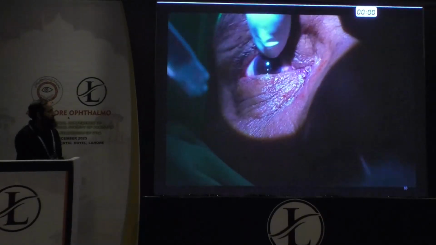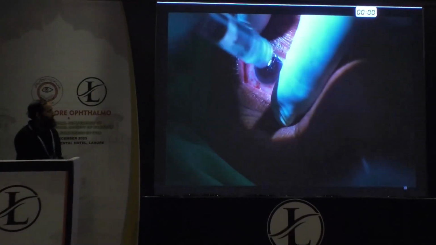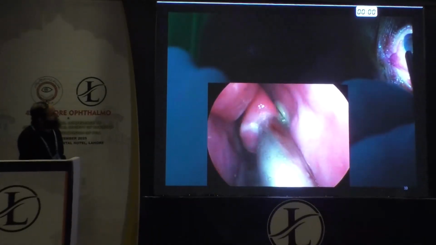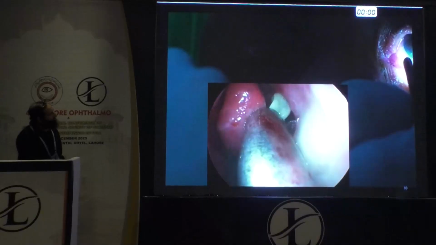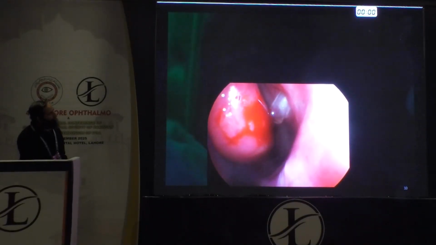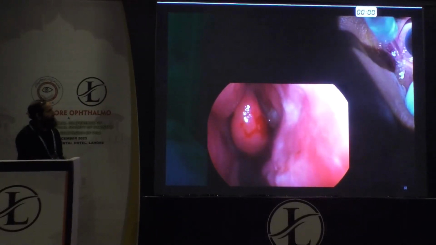A final saline irrigation on the right side is performed. The left side, which was previously operated upon, is also checked. After removing a small amount of secretion, irrigation confirms free flow through the tube on that side as well. This completes the procedure. Thank you very much.